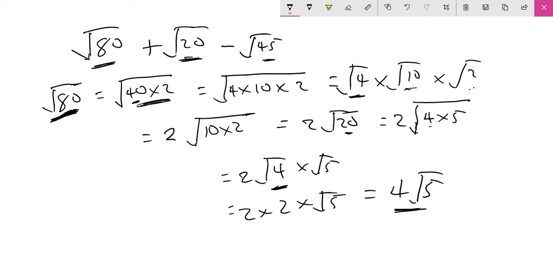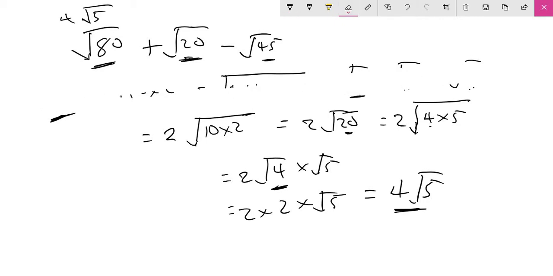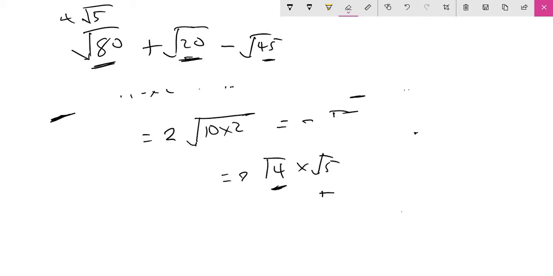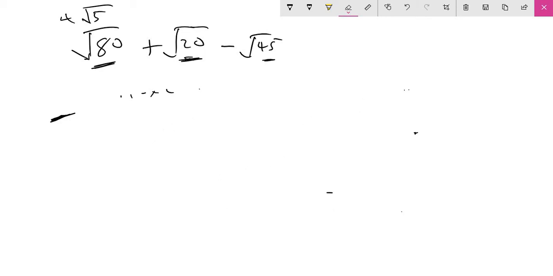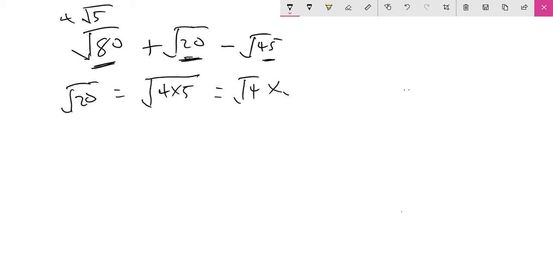So we have root 80 is 4 root 5. Now we do the same for root 20. Root 20 is quite straightforward now, isn't it? So root 20 is equal to root of 4 times 5, and this is equal to root 4 times root 5. 4 is a perfect square, so we have 2 root 5. So we have 2 root 5 up here.